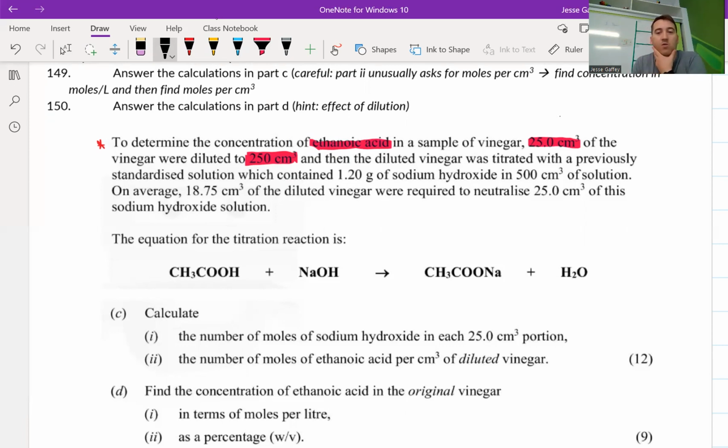All right, so at this stage, what I'm writing is this is a 1 in 10 dilution. 25 diluted to 250. So it's 10 times diluted, 1 in 10, which means that the original vinegar is going to be 10 times more concentrated. And I think that's going to be important later on. So I'm actually going to highlight that for myself.